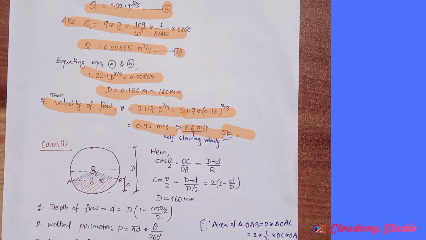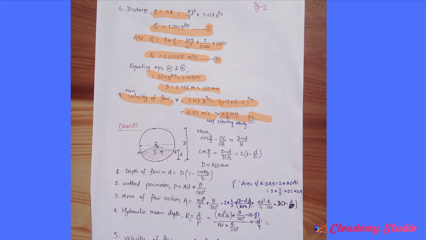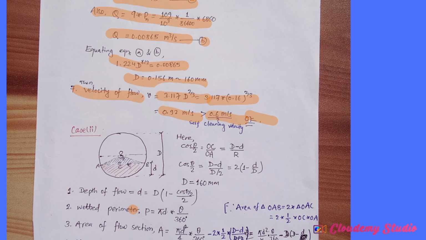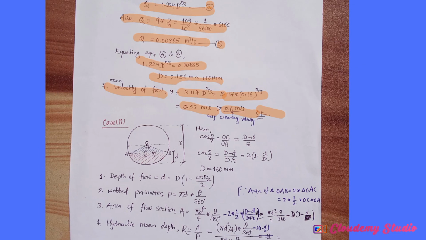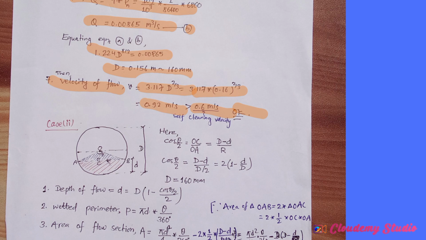Then we are going to see the next condition, as the sewer line does not always run half full; sewage can flow at minimum and maximum flow conditions. For the next case, where the depth of flow is less than the half full condition, suppose the flow subtends an angle theta at the center of the pipe, then cos theta by 2 equals OC by OA.